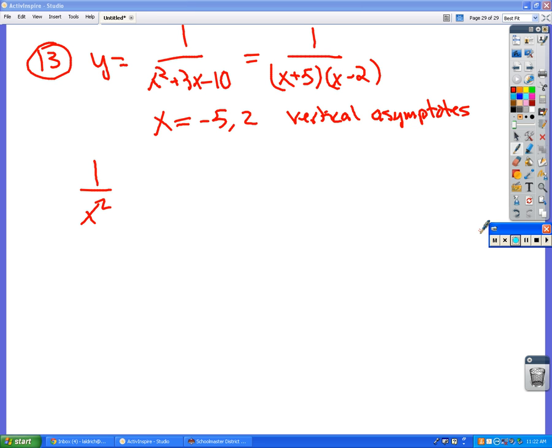Hit the pause button. Say that one more time. So we've got the highest power on top and the highest power on the bottom. So we get 1 over x squared, so what does that mean? 0, right. Since the power on the bottom is bigger than the power on the top, that means y equals 0 is a horizontal asymptote.